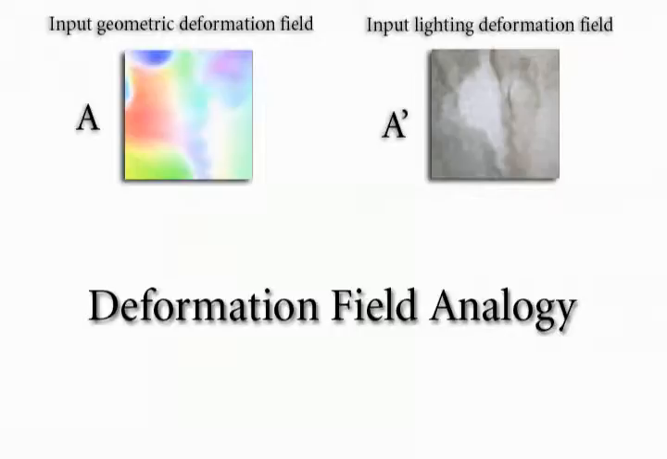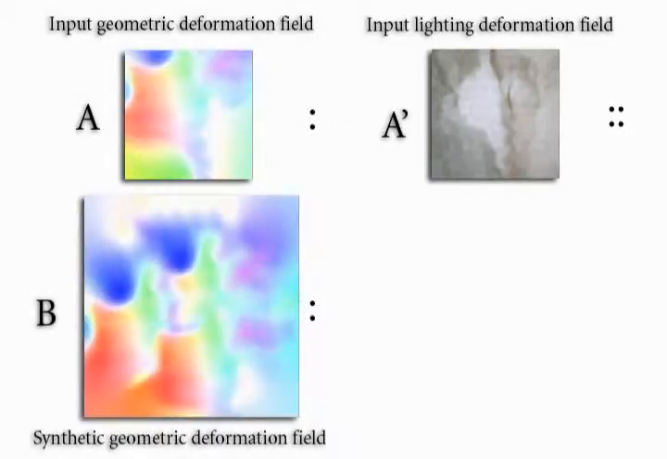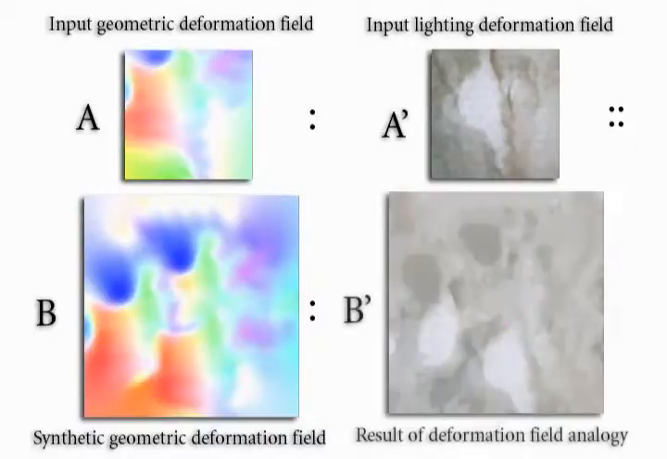It is observed that the lighting and geometry deformation of a near-regular texture have a strong association on images taken in a realistic environment. We use the image analogy technique as a medium to achieve a deformation field analogy. This method allows us to believably light an arbitrary geometric deformation field.